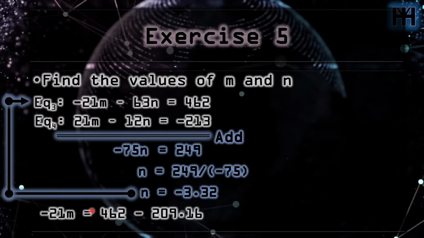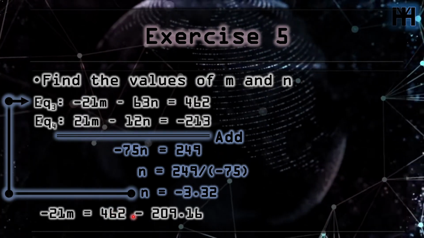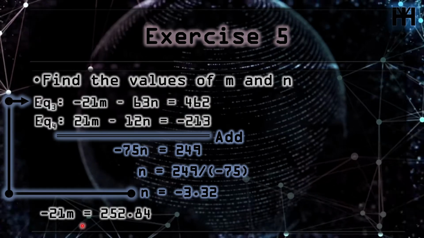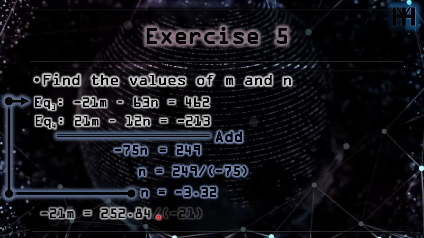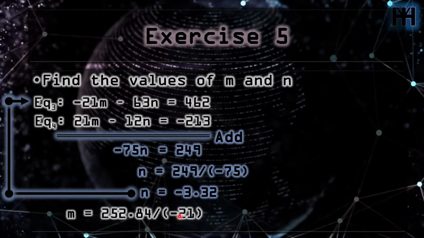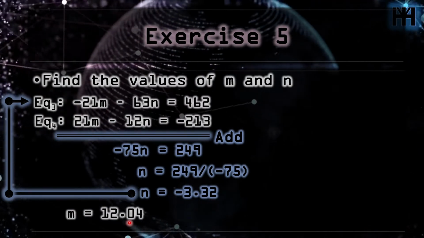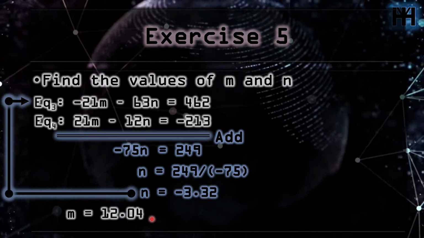You will send the 209.16 to the other side. So we have negative 21m equal 462 minus 209.16, so negative 21m equal 152.84. So we send the negative 21 to the other side by dividing, and we will have m equal 12.04. Okay, we got the m and n. You can check if you want.